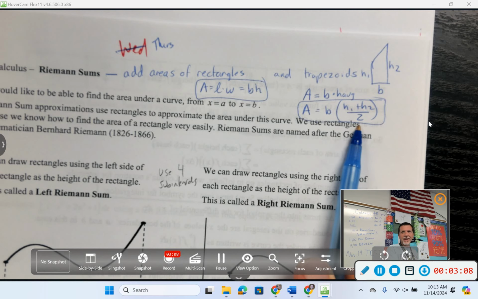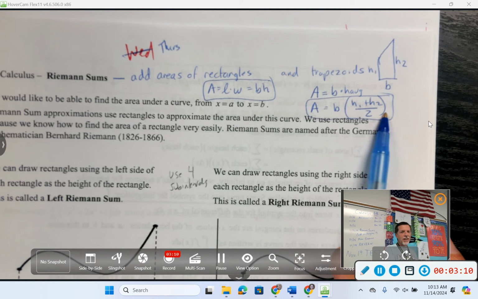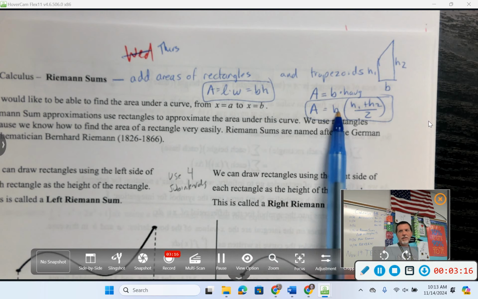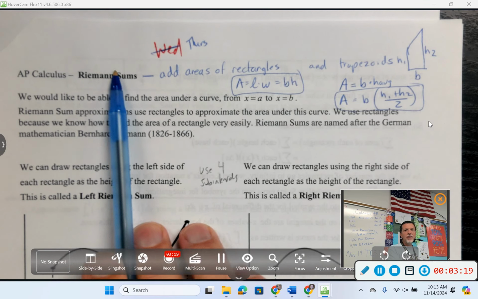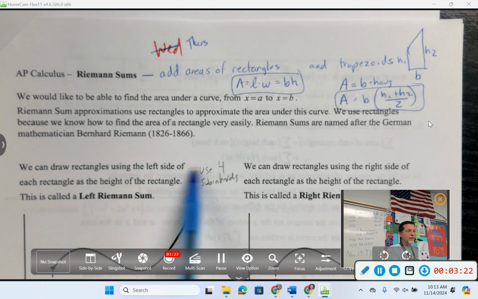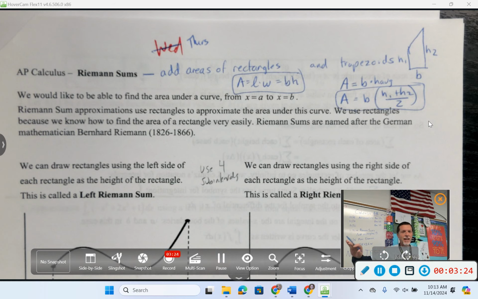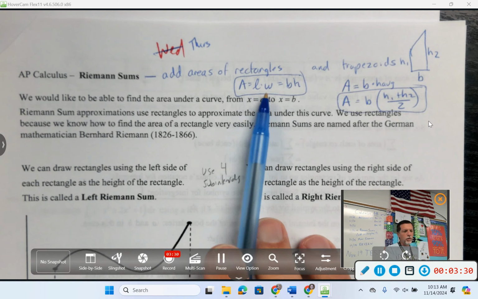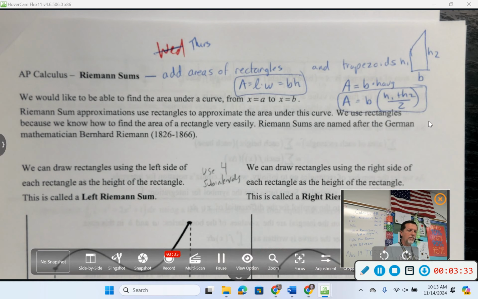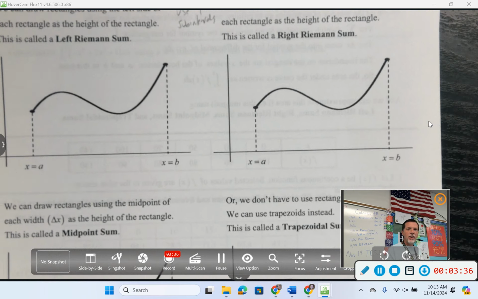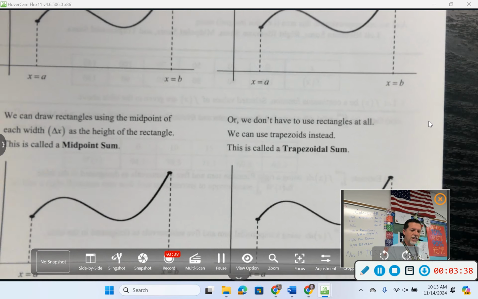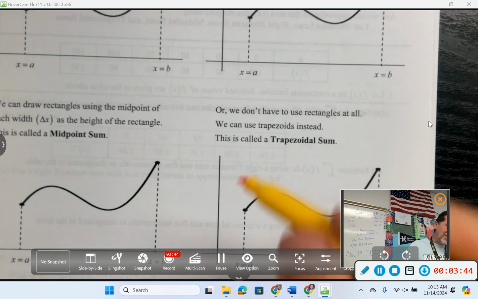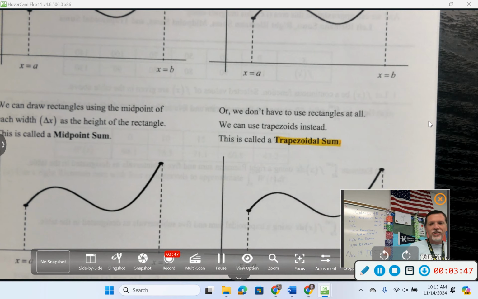Okay, so we're about to get into the technical stuff, but I don't want you to lose sight of the fact that all we're doing today is adding rectangles, adding trapezoids. So when you see Riemann sums, it sounds fancy, German guy, like there's lots of complicated things to come, but today, add up the rectangles or add up the trapezoids. And it will be very clear when you should use rectangles versus trapezoids. In fact, if you just look down the page there's 4 pictures. Which one of the 4 do you think you use a trapezoid on? The one that says trapezoidal sum. That sounds like you should use a trapezoid.